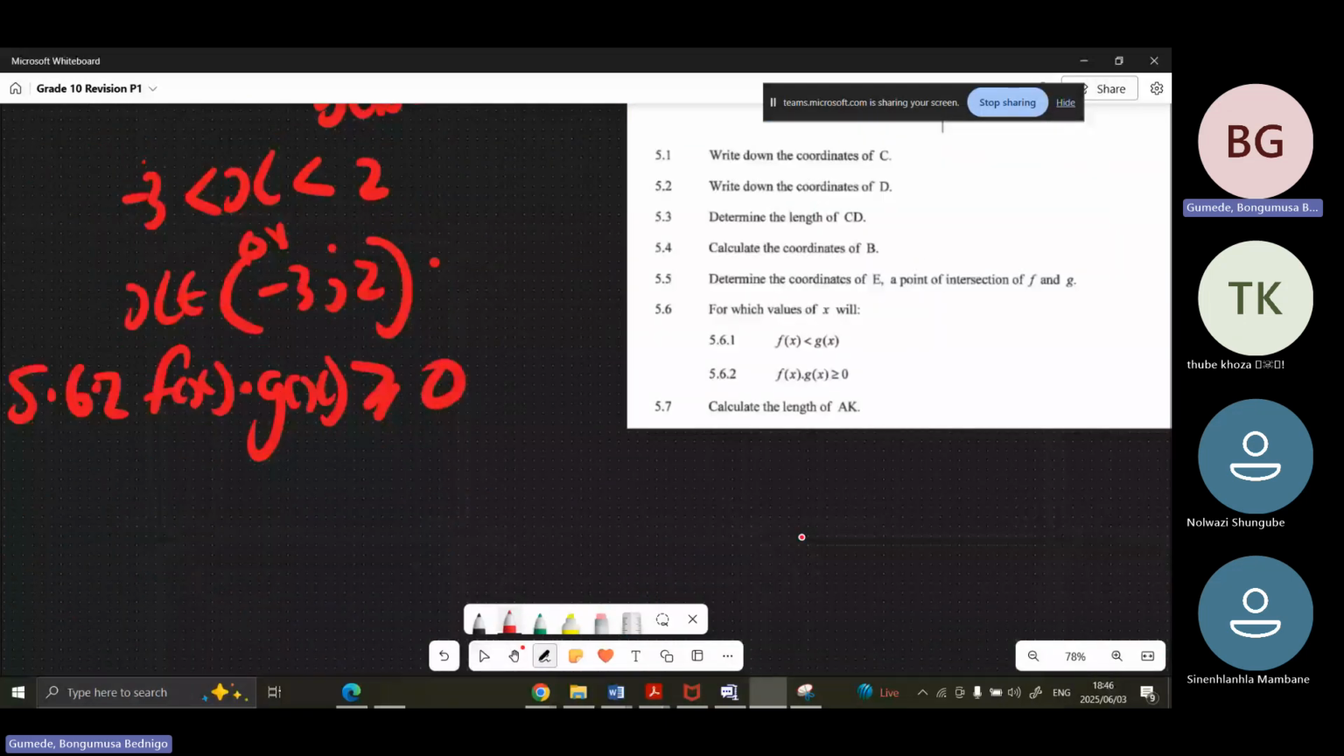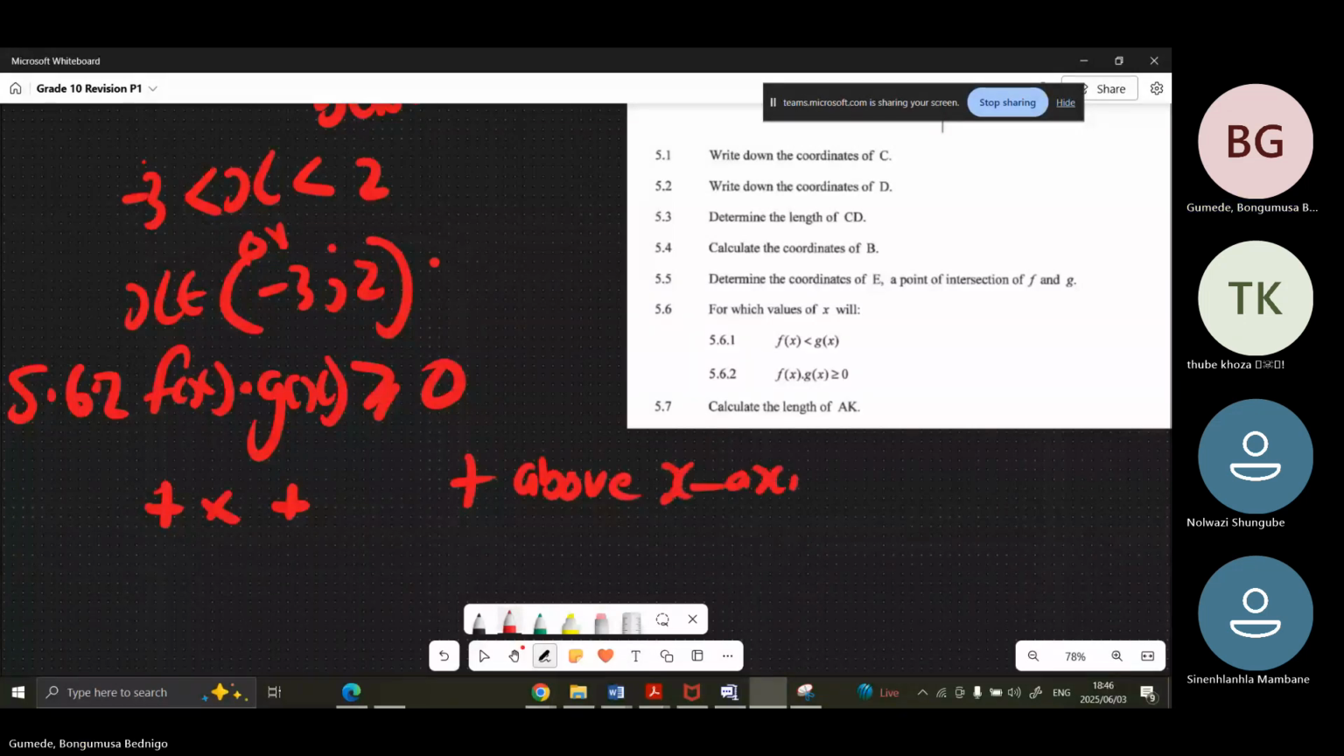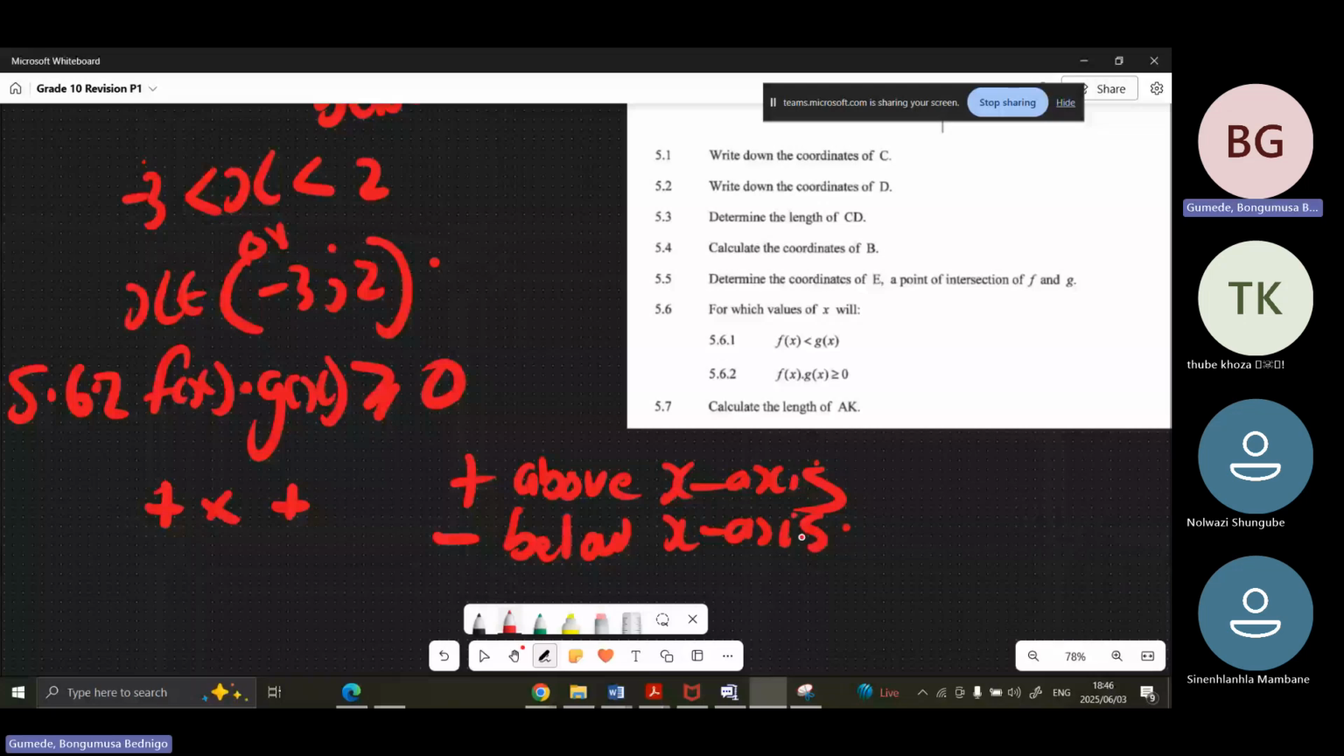So how do we get a positive number? You can get a positive number if you multiply a positive number and a positive number. So positive in this case means above the x-axis, and minus, below the x-axis. So now think about this. If both graphs are above the x-axis, you can get greater than 0. If both graphs are below the x-axis, because negative times negative is positive.